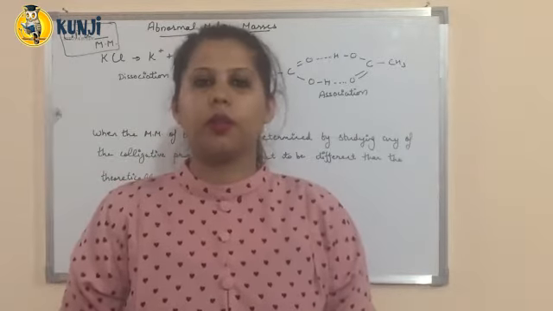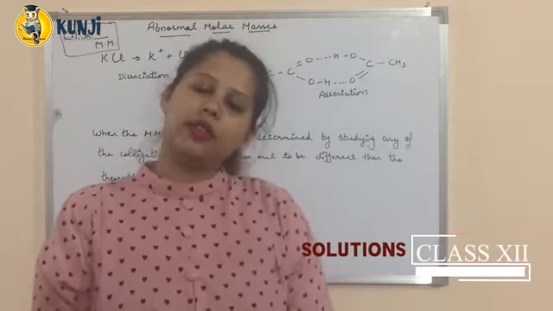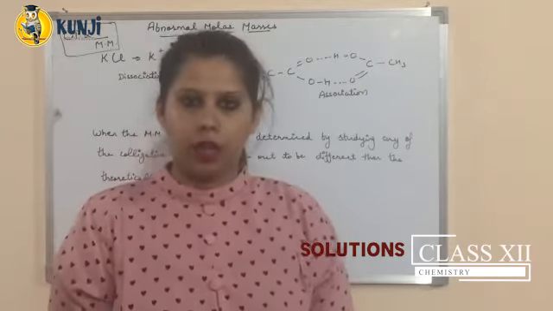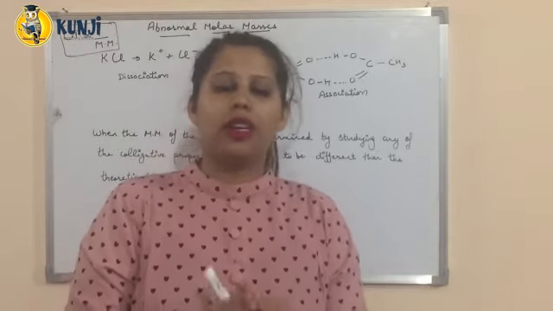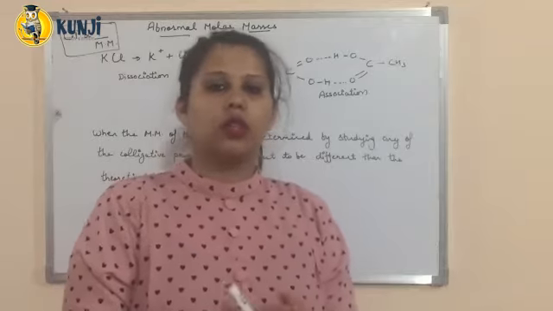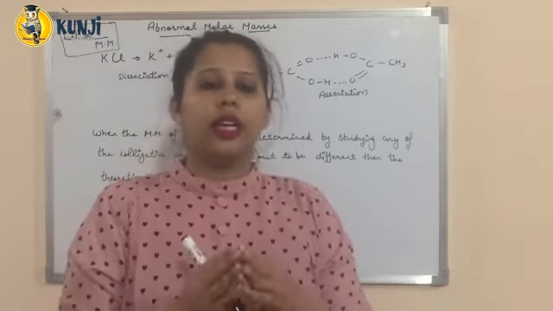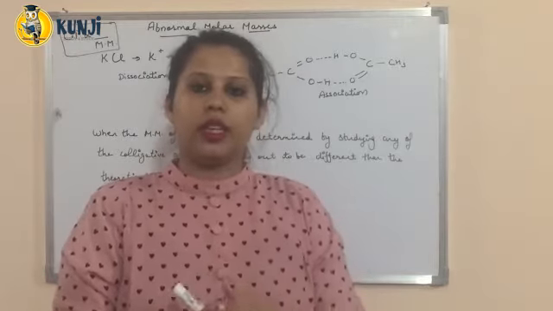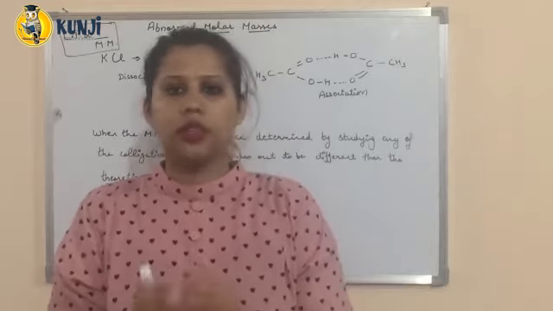Everyone, now the last topic of this chapter is abnormal molar masses. The various relations which we have derived from the colligative properties were applicable only to non-electrolytes. It means there should not be any association or dissociation. But what happens if we add an electrolyte solute in the given solvent? Then it will undergo either dissociation or association.